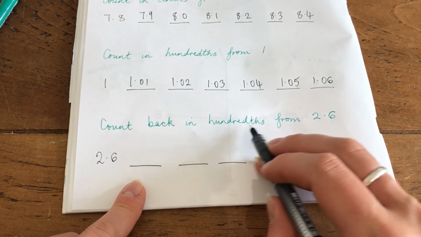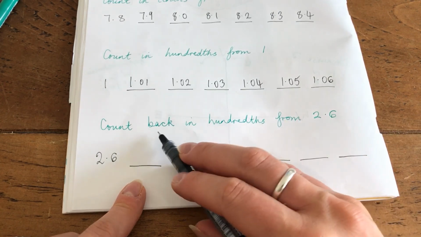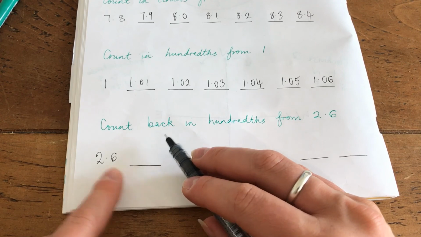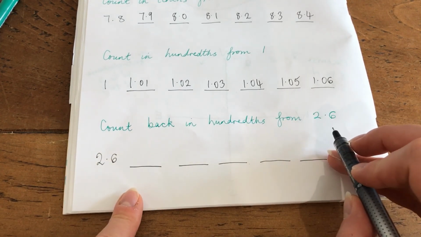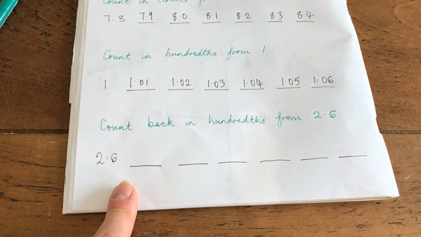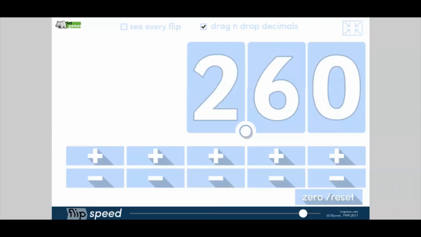So we're doing hundredths again, but the change this time is that we're going backwards. Okay, so we're going to get smaller, we're going backwards, and we're starting from 2.6. Let's work it out online. Okay, so for this one, we're counting back, remember. We're starting on 2.6 and we're counting back. And we're counting back in hundredths.